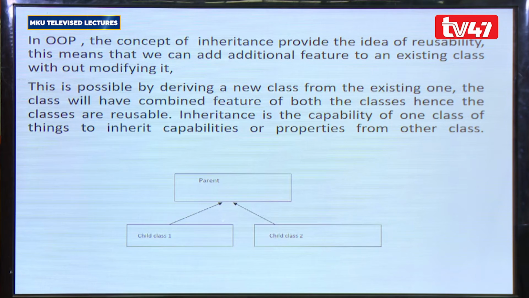And of course, we can say that inheritance is the capability of one class of things to inherit capabilities or properties from another class. You can see we have depicted here the parent, and child class 1 and child class 2, meaning that child class 1 and child class 2 are going to inherit the features of the parent.